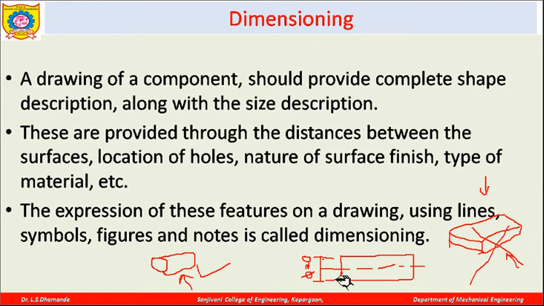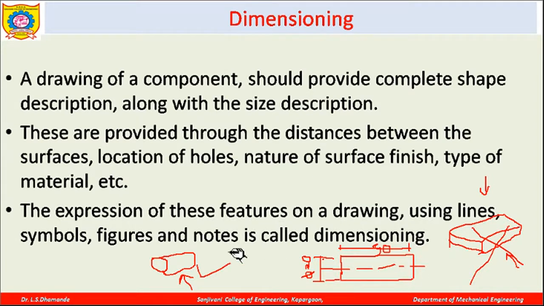If I show Ø20 over here, and then whatever may be the length of that particular cylinder, the length will be specified here, that it is 50 mm this way. Generally all the dimensions specified on the drawing will be in mm. These are provided through the distances between the surfaces, location of holes, nature of surface finish, type of material, etc. So many things are specified there, not only the dimension but also the location of holes, the distance between the two surfaces, the nature of surface finish required on the different surfaces, and then what type of material that particular component is made of.